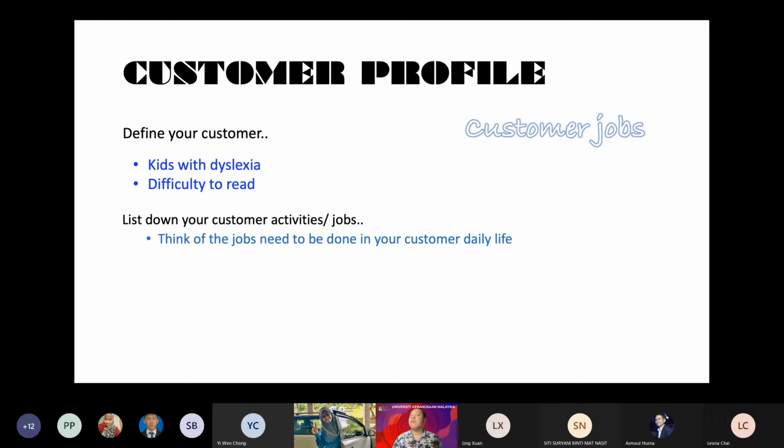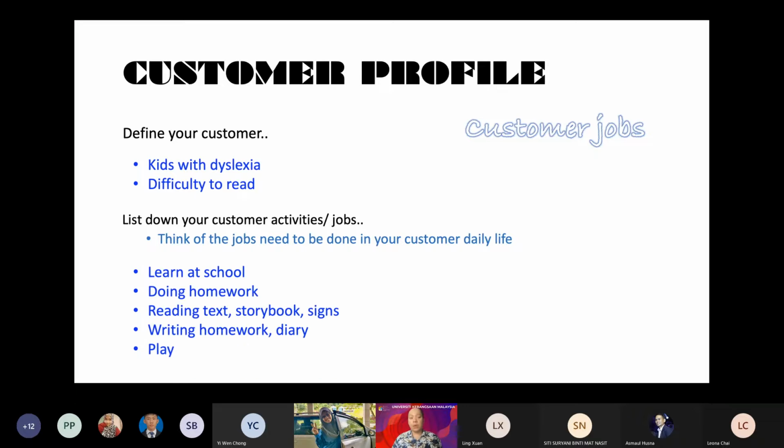Okay, and first you have to define your customer. This is what you are going to do in your group later. First you have to define your potential customer. Imagine whoever will buy your ads, for example. Think about them. How do they behave? What do they do? Then list down your customer activities or your customer jobs, their daily routine. Think of the jobs that need to be done in your customer's daily life.